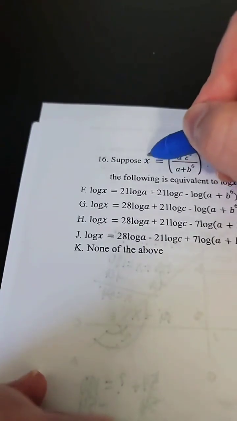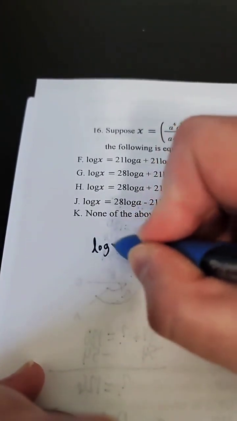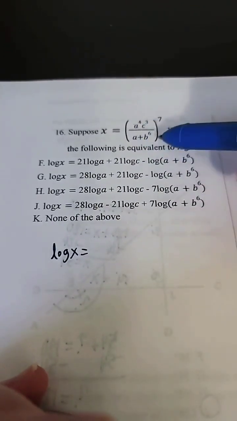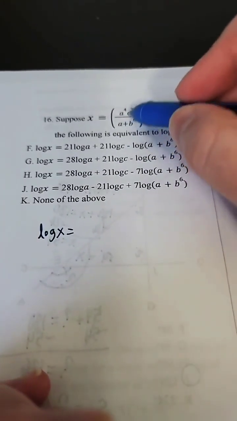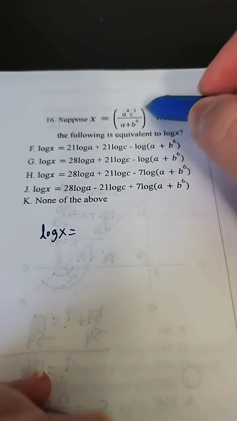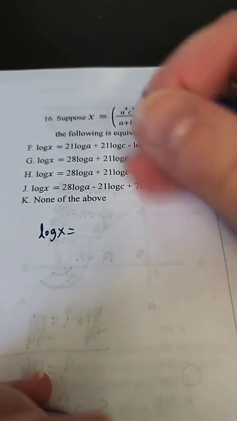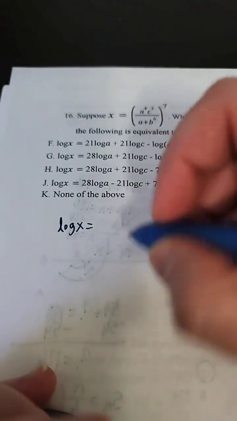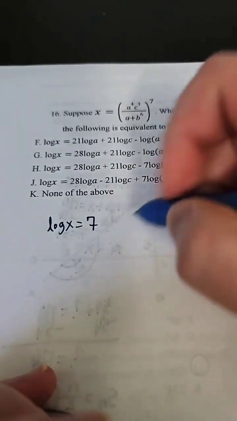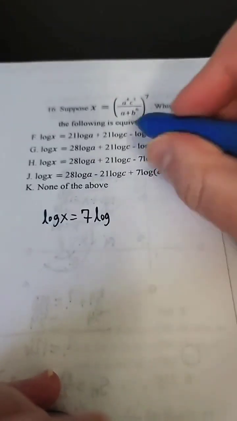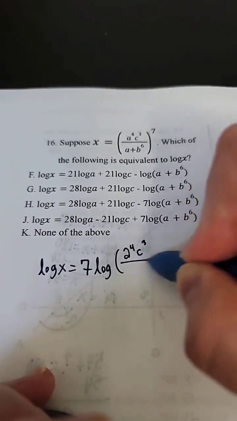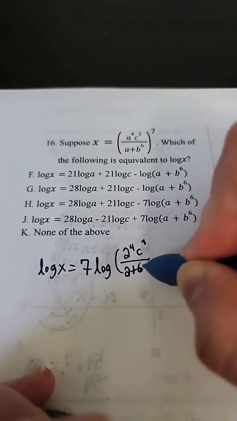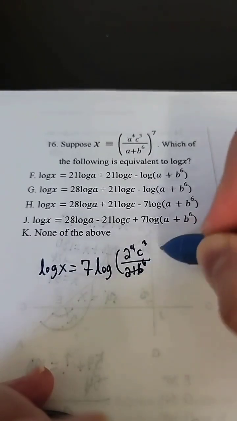So I'm going to take the log of all of this, log of the left, which is just log of x, is equal to taking the log of this entire side. Now, when you take the log of something, if it has an exponent, it comes out to the front, is what one of our rules is with logs. So we're going to take that 7 out to the front, and then we're going to write the log of all of this stuff inside the parentheses. So the log of a to the 4th, c to the 3rd, over a plus b to the 6th power. That's supposed to be a b.